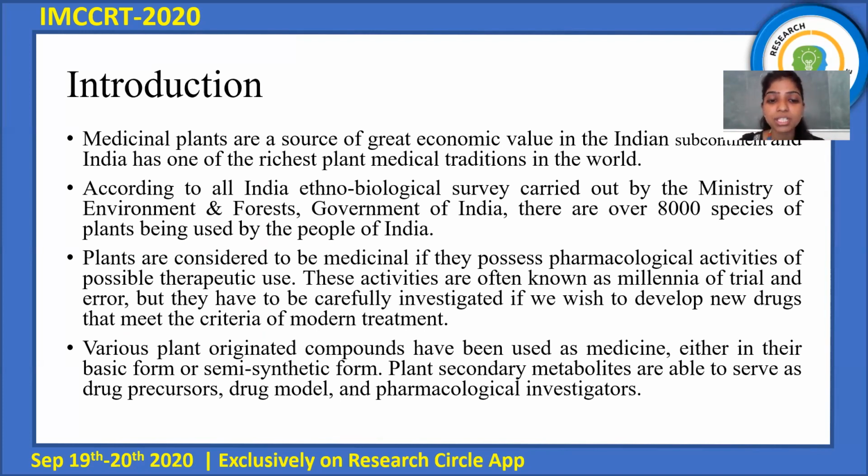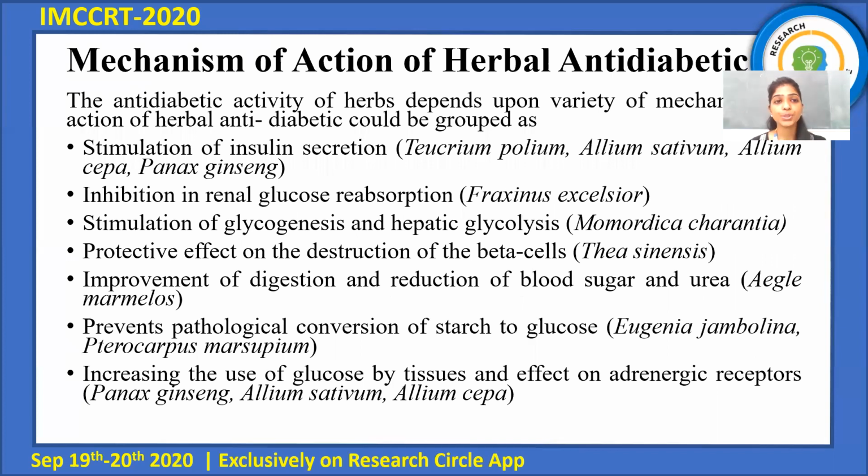Various plant-originated compounds have been used as medicine either in their basic form or semi-synthetic form. Plant secondary metabolites are able to serve as drug precursors, drug models, and pharmacological investigators. Every plant or herb will have a different mechanism of action, though the activity is the same. For example, if the activity is anti-diabetic activity, the mechanistic approach may differ from plant to plant.